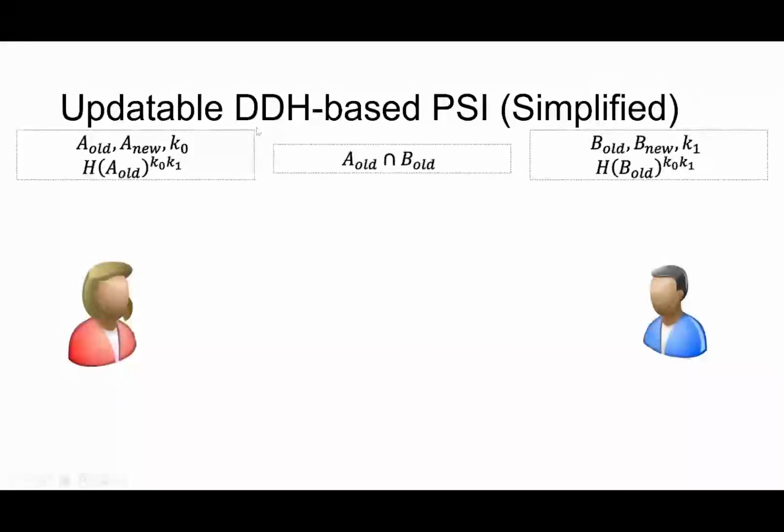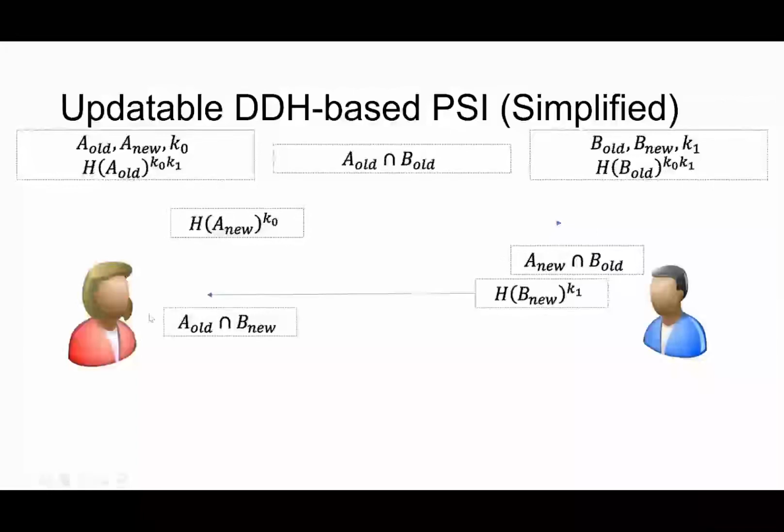Let's assume Alice has key K0 and Bob has K1. That's the DDH key. In the first message, Alice is going to send A new raised to K0. And Bob can raise it to K1 again, so he knows A new raised to K0 times K1. So he can compare with his old set, and he now knows A new intersects with B old. And similarly, Alice will know A old intersects with B new.